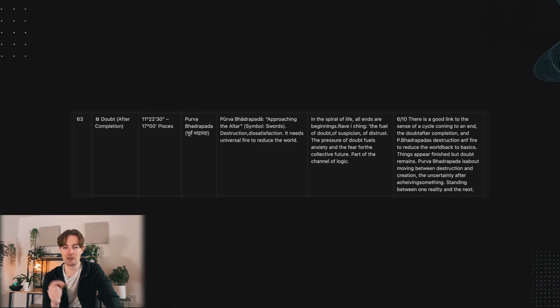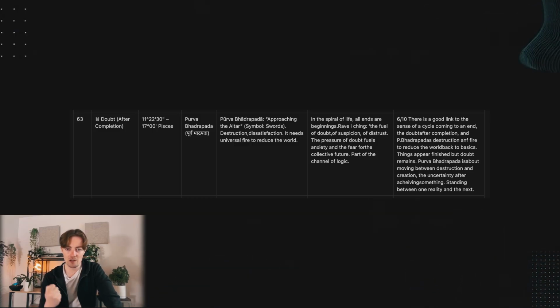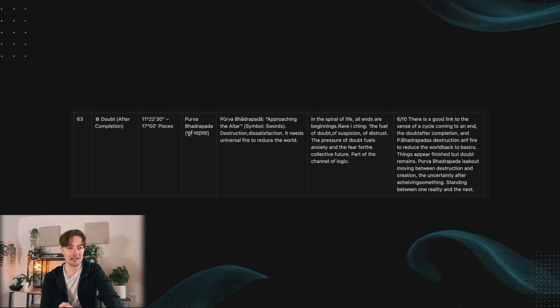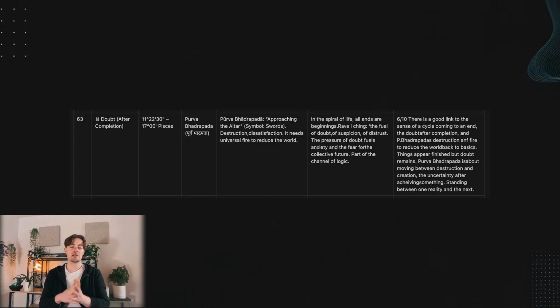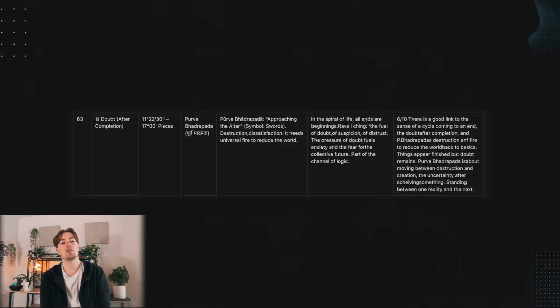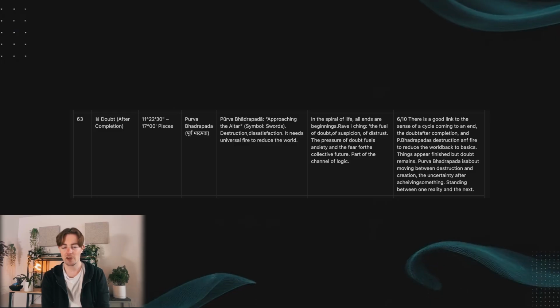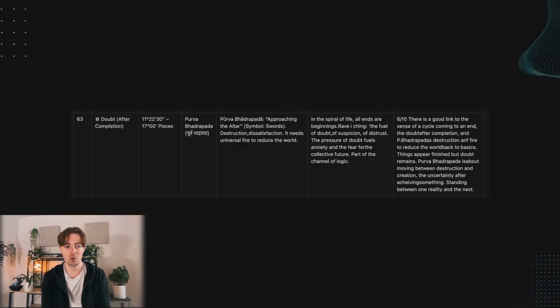And from the Revi Ching, the fuel of doubt, of suspicion, of distrust, the pressure of doubt fuels anxiety and the fear for the collective future. And it's part of the channel of logic. So there's this, the 63rd gate being the second to last gate in the human design mandala means there's this dusk coming, this doubt. We've done something, and now there's a shadow being cast, and there's a sense of ending. There's a sense of contraction here. That's all ends are beginnings, but things all have endings.